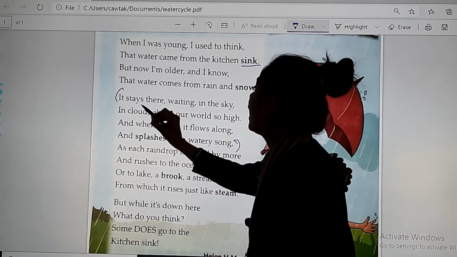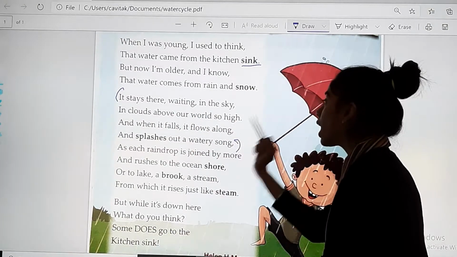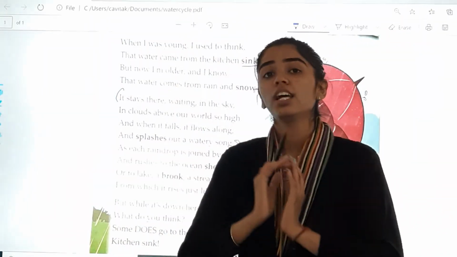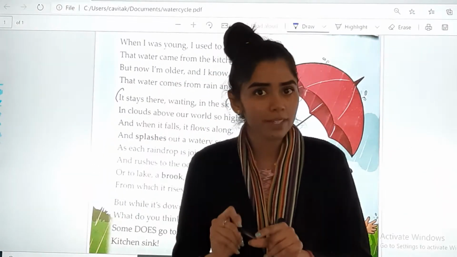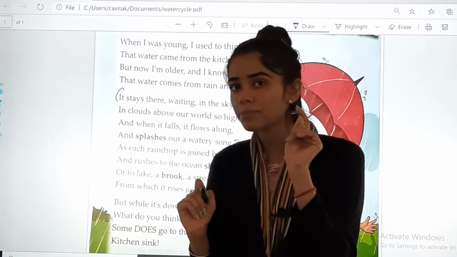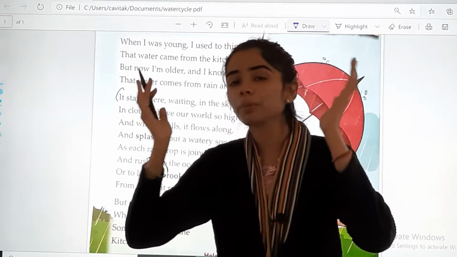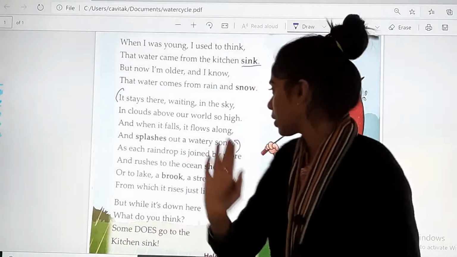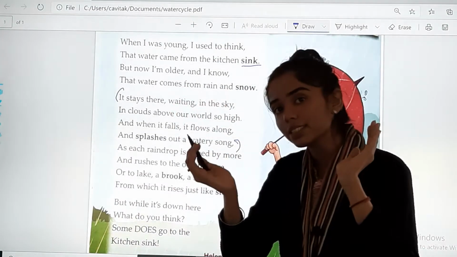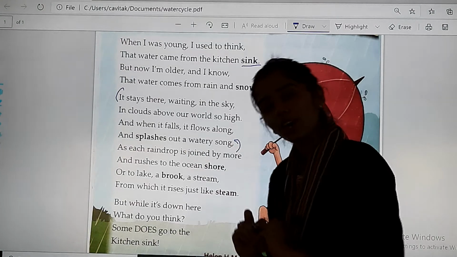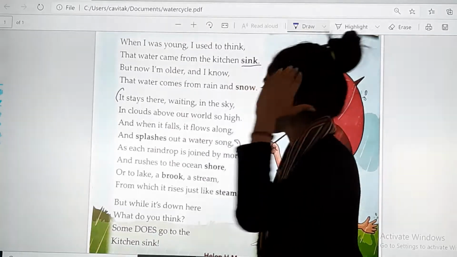Okay? Now, it stays there waiting in the sky and clouds above our world so high. Now you remember in the water cycle, we have learned that the clouds that are formed are made up of tiny water drops. Okay, ये जो हमारे clouds form होते हैं उसमें water drops होते हैं. And when the cloud becomes heavy, it rains. So what is he saying? That it stays there waiting in the sky. Okay, the water waits in the sky in clouds above our world so high. So clouds तो बहुत ऊपर होते हैं, है ना? So it is above the world.